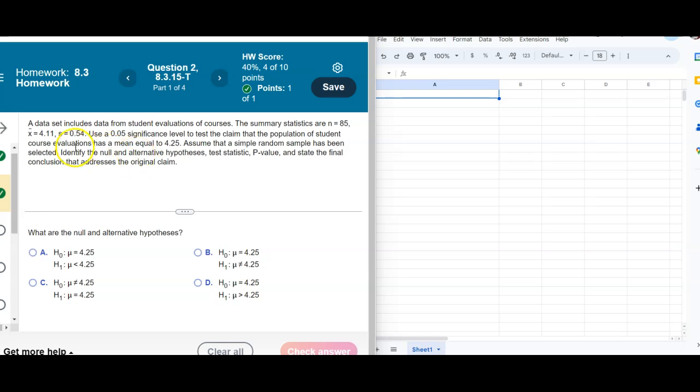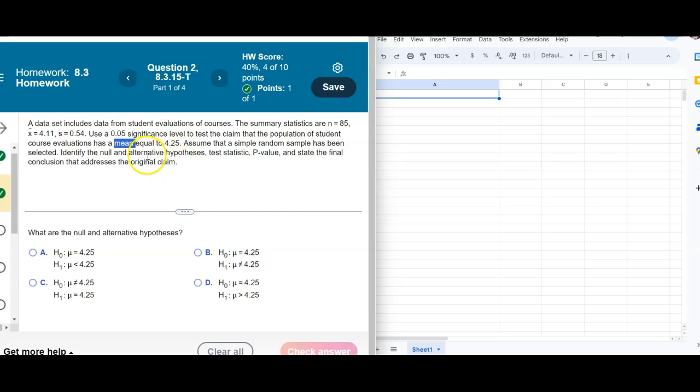Hey, stats class, let's look at a homework example from 8.3 where we're doing a hypothesis test now about means. So I know this is a hypothesis test about a mean without seeing anything down here because the sample statistic they give me is a sample mean, right? But it says test the claim the population of student course evaluation has a mean equal to this. So that is another way that I know this is about means, just that statement right there.